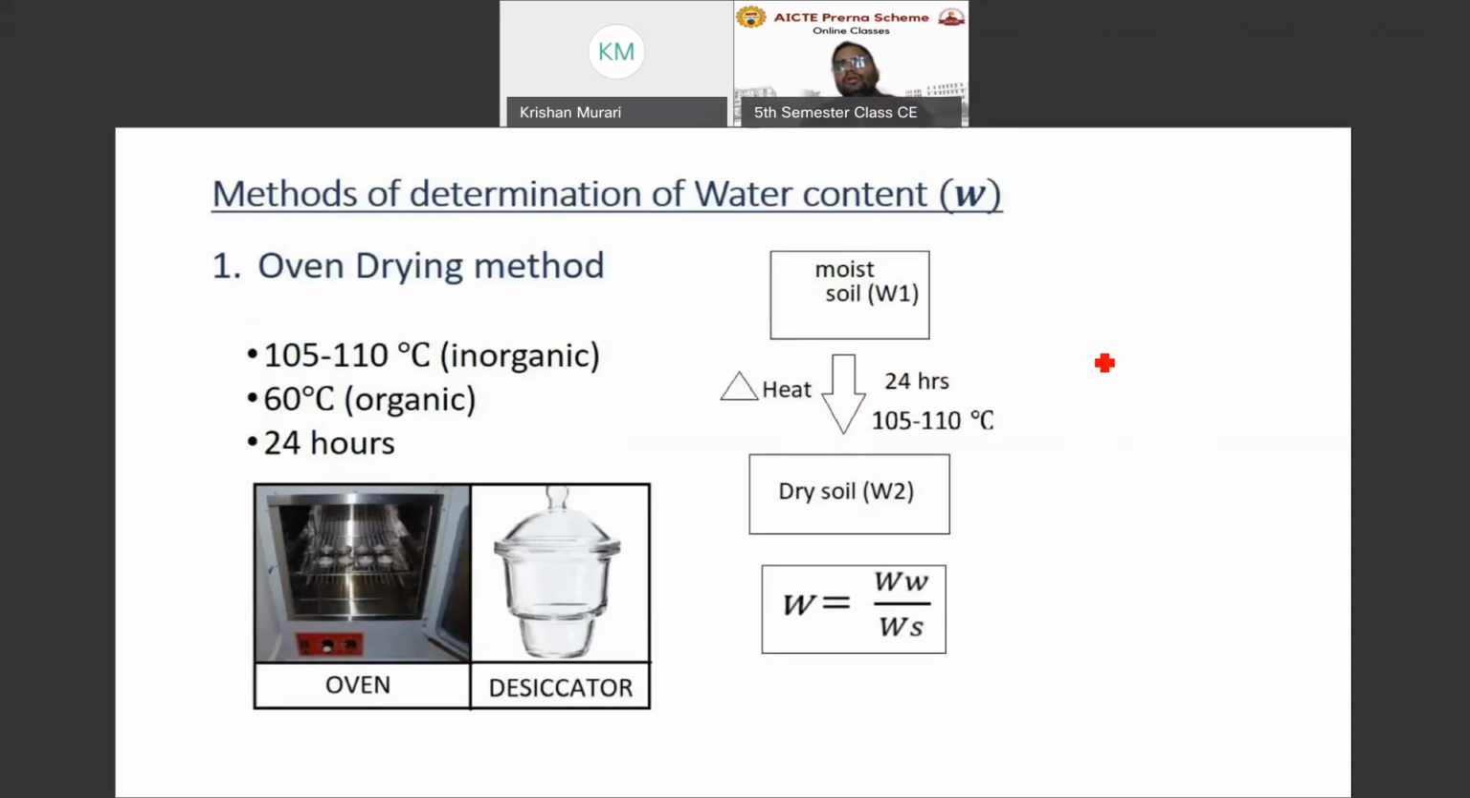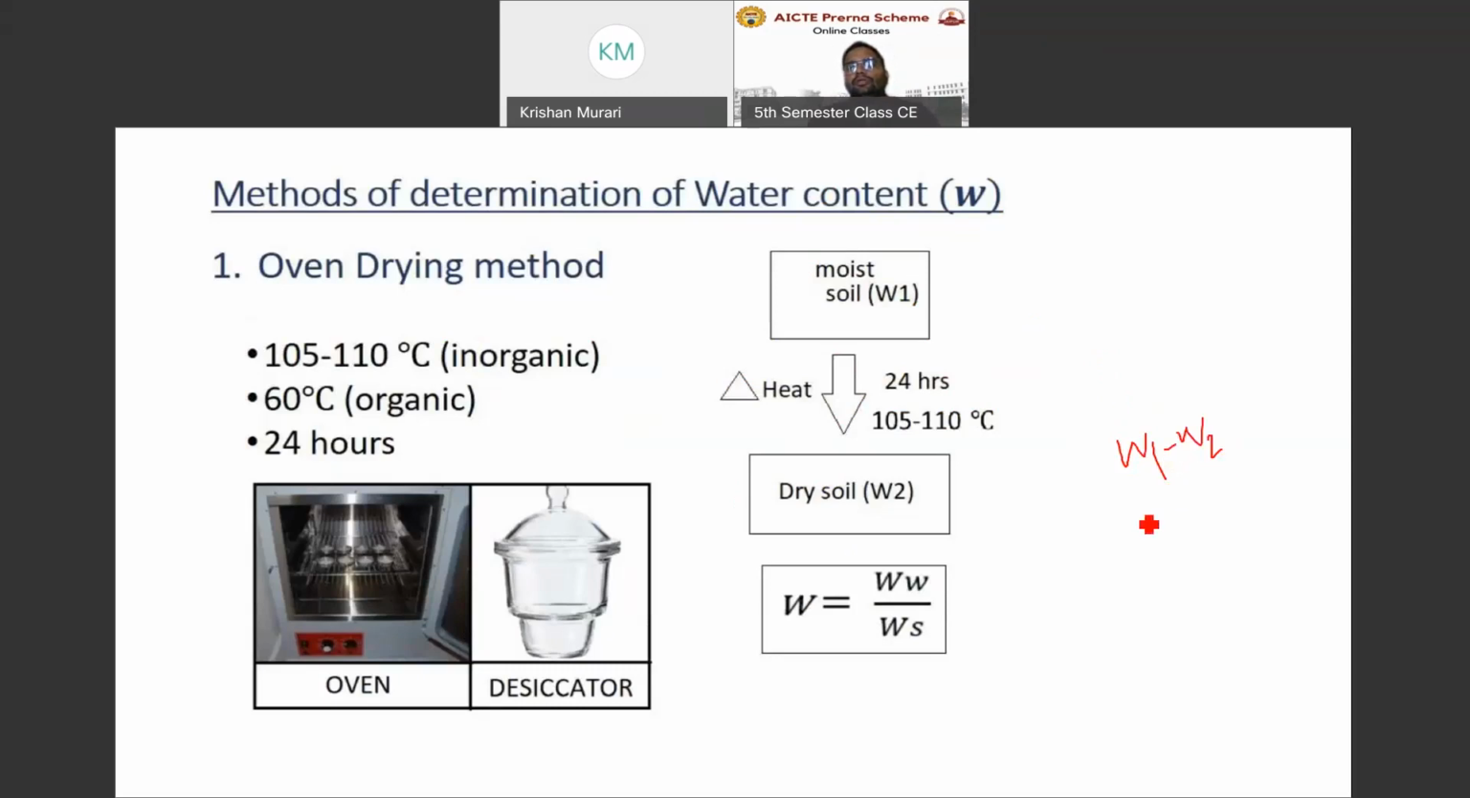Let us assume the weight of soil is W1. Then you put it in an oven for 24 hours at a temperature of 105 to 110 degrees Celsius, with the help of desiccators. After the 24 hours, you weigh the soil again, and let us assume the weight of dry soil is W2. So W1 is the moist weight and W2 is the dry weight.